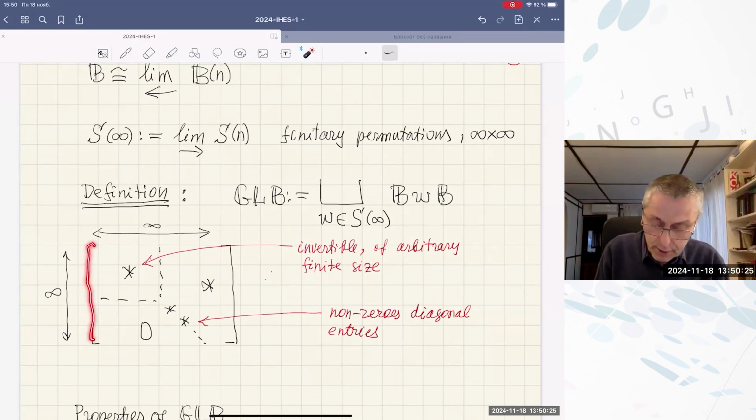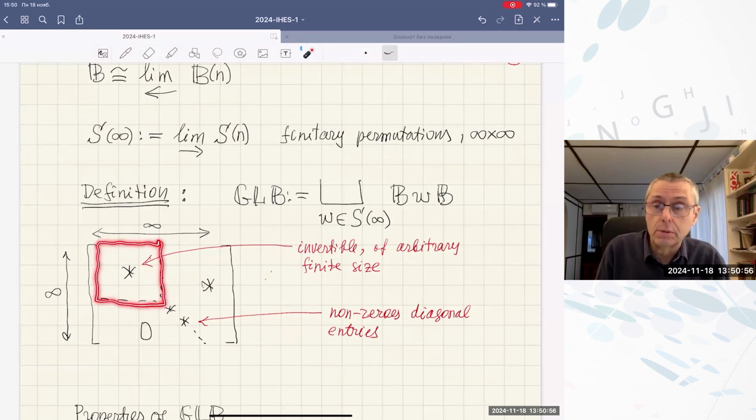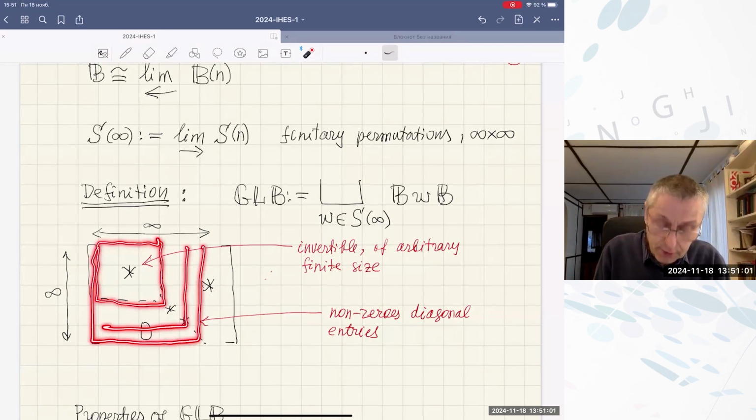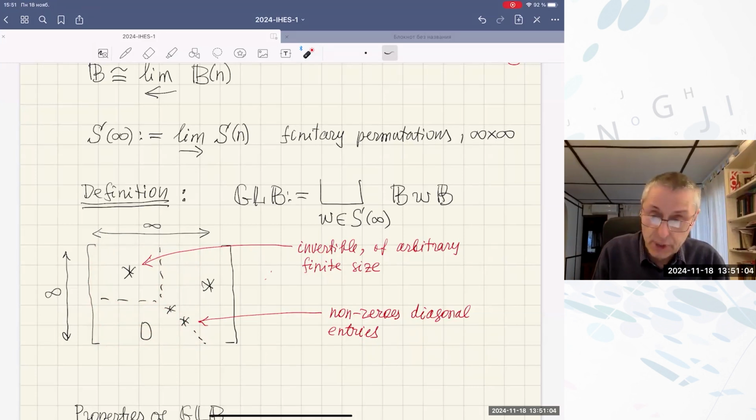So what are elements of this group? They are infinite matrices over our finite field, and any such element has a corner. One can take a corner which is an invertible matrix, below it we have arbitrary non-zero elements on the diagonal, below that zeros, and here anything. Of course, this size depends on the element. One can take a larger corner, and the picture will be the same.